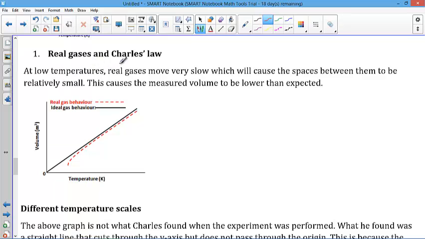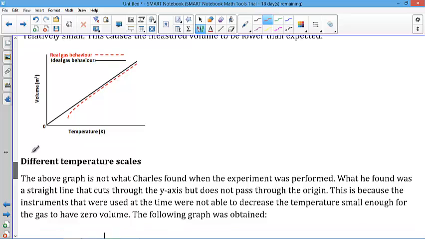Now let's talk about real gases and Charles' law. At low temperatures, real gases move very slow, and this will cause the spaces between them to be relatively small. This will cause the volume that is measured to be higher than the value that is expected if the gas was behaving like an ideal gas. But because it's behaving like a real gas, we record a lower volume than expected, and therefore at a low temperature, where a real gas will disobey gas laws, the recorded volume will be lower than the volume of an ideal gas at the same temperature.